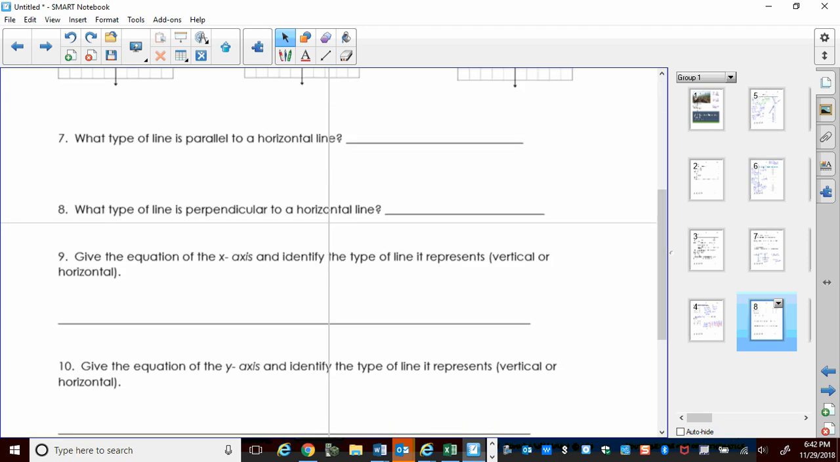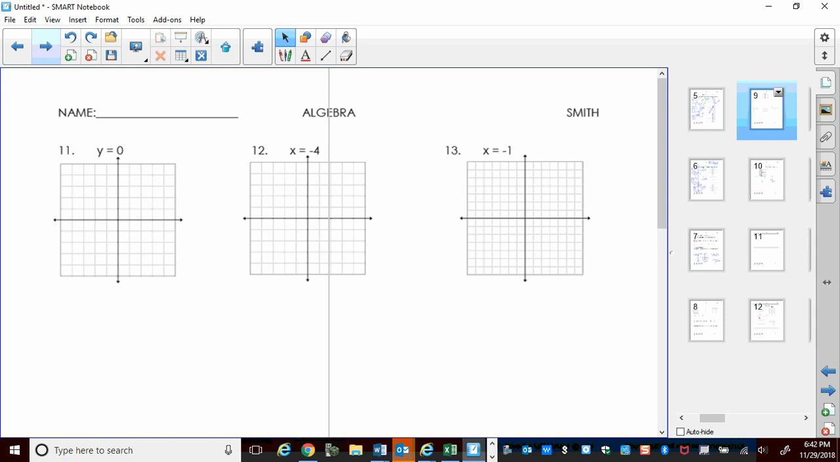So please do 4, 5, 6, 7, 8, 9, 10. Make sure we have any more there. 11, 12, and 13 for homework. That's what I'm counting for homework 1.